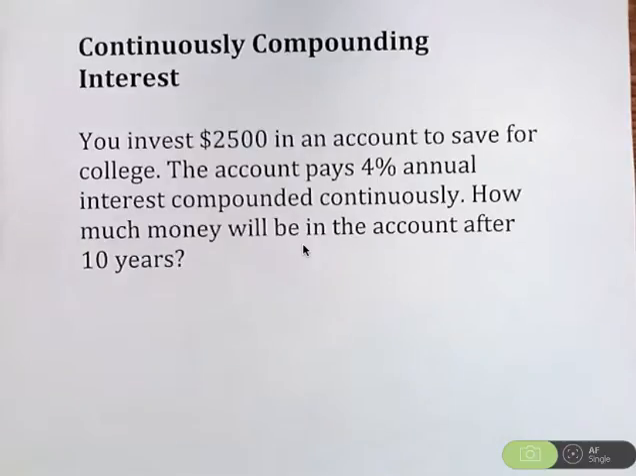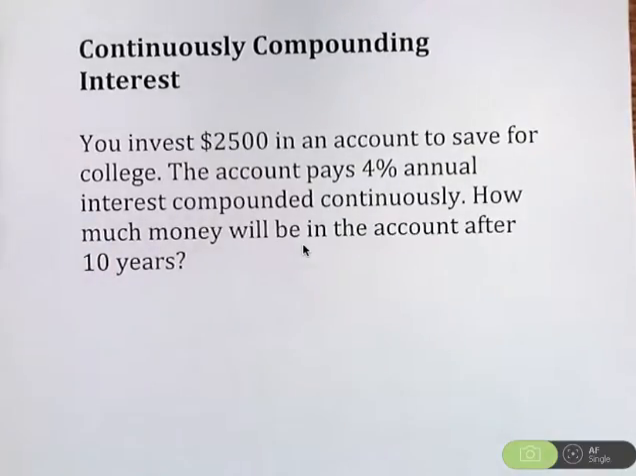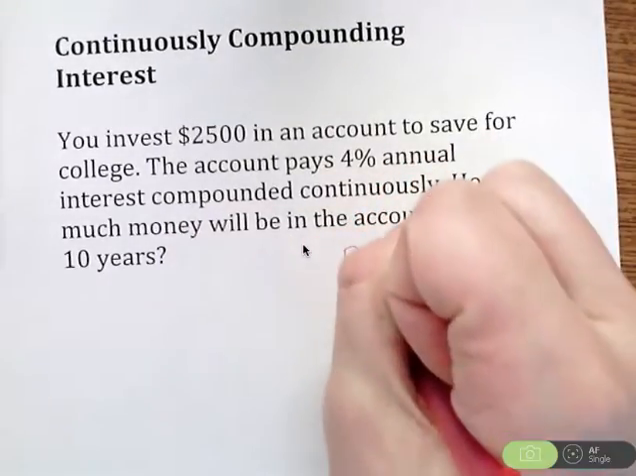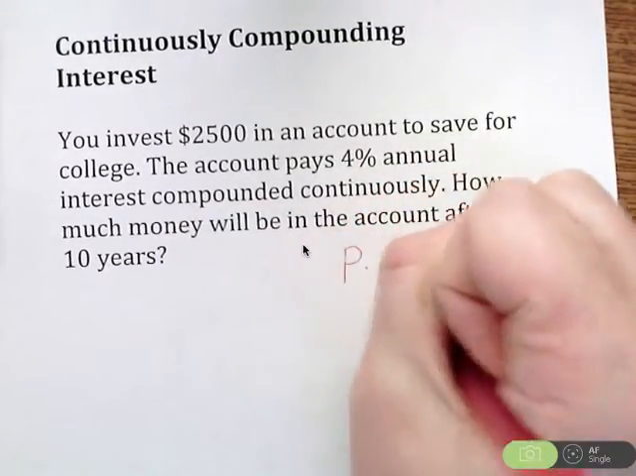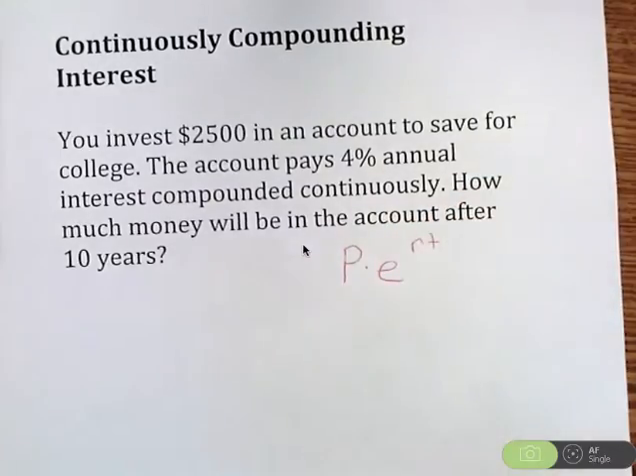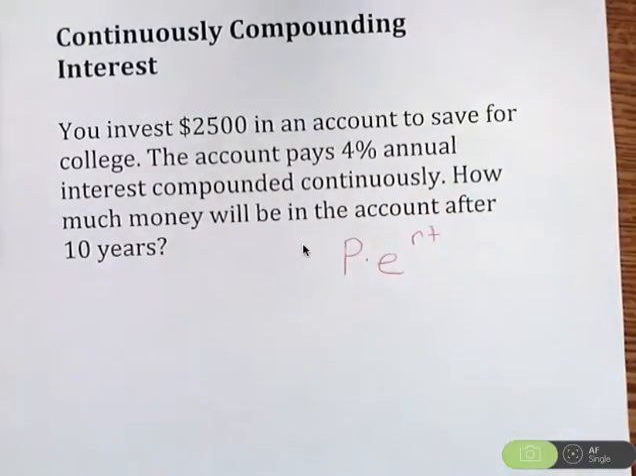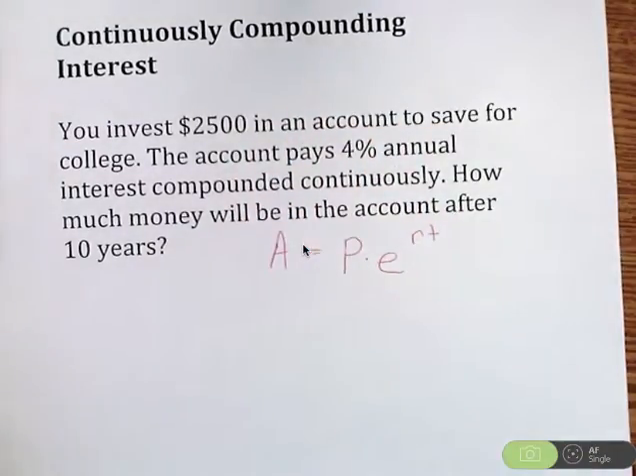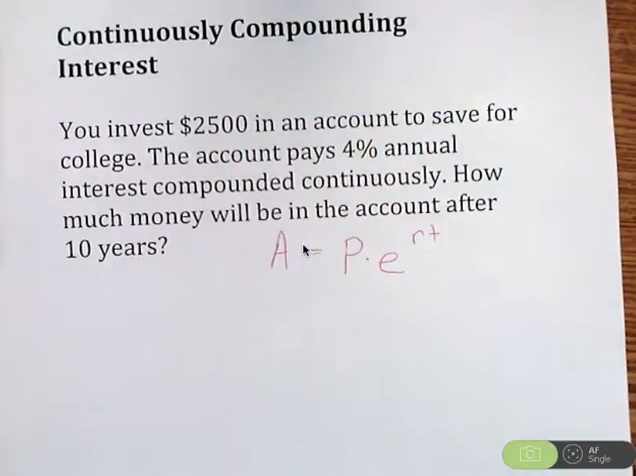All right, in this video I'm going to talk about continuously compounding interest. Before I jump into this problem, though, I want to talk about what it means to be continuously compounding interest. It works with a different formula. It's going to be P times e to the exponent rt, so Pert for short. And usually this is A equals, but Pert is the main piece there.